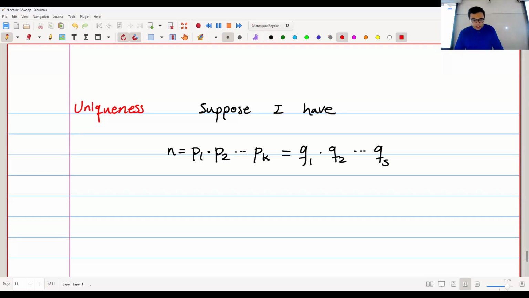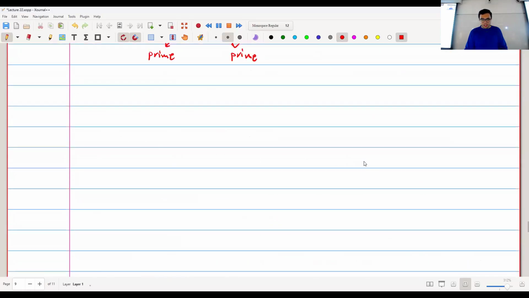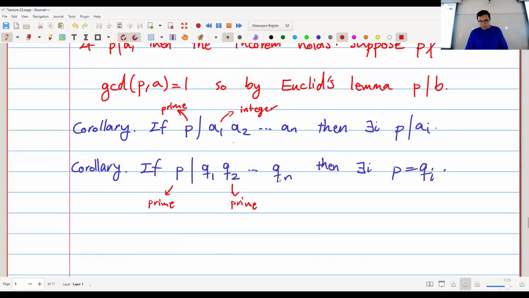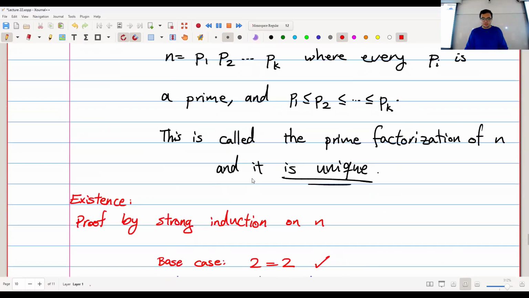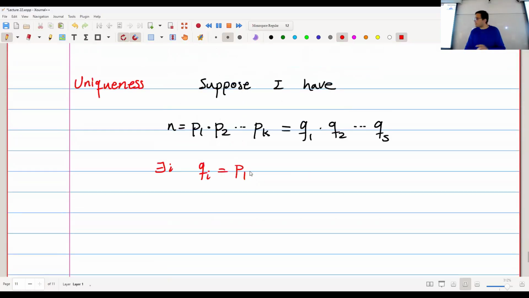So here's my claim. I claim that there exists some index i such that Qi is equal to P1. Why is that the case? Yeah, because P1 divides this, right? I literally have P1 here. So P1 should divide this side as well. But by this corollary here, if P1 divides a product of other prime numbers, then P1 is equal to one of those prime numbers, right? So there exists some i where Qi is equal to P1.